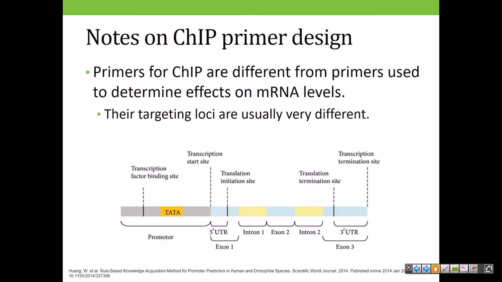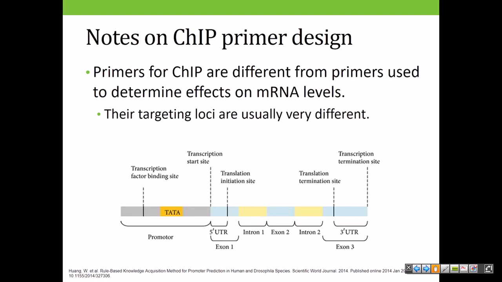Okay, so notes on ChIP primer design. Primers for ChIP are different from primers that you would use to determine effects on mRNA levels. If we think about it, this makes sense because you're looking at different loci in the genome. For your mRNA targets, you're probably going to focus on part of an exon, like exon 1 is your forward primer, exon 2 will have your reverse primer, because in the mRNA you've sewn together your exon 1 and 2, so you can make sure that you're getting a good readout.